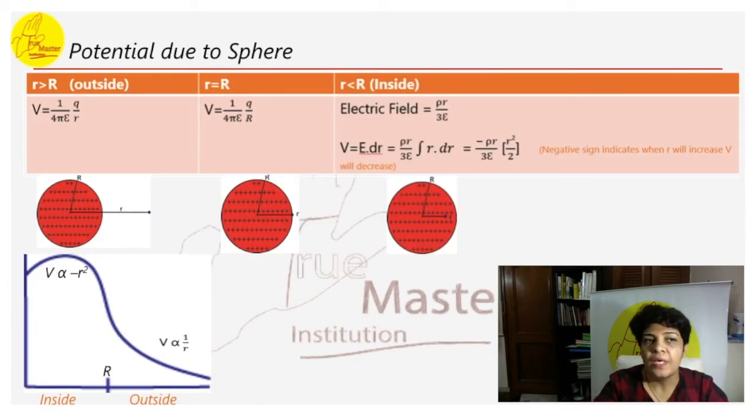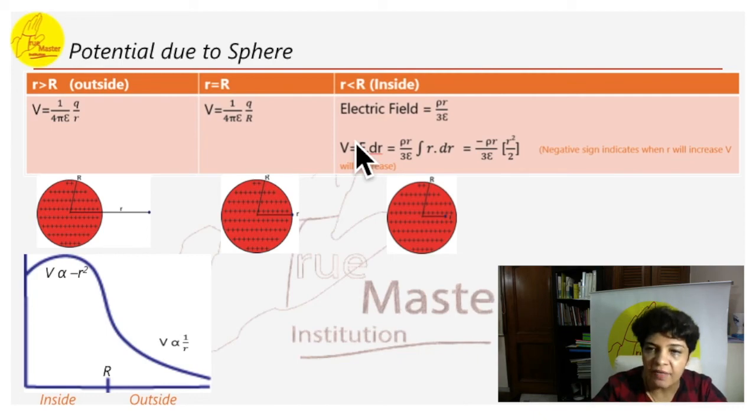Potential due to a sphere. We will consider 3 cases: when the point is inside, outside, and on the sphere. Potential in case it is outside will be V equals 1 by 4 pi epsilon naught q by r. That is the same as the point charge derivation. Again, when the point is on the surface, small r is equal to capital R, so we will replace small r with capital R. In the third case, the electric field inside a sphere is not 0, unlike a shell. In a shell it is 0, but in a sphere it is not 0.